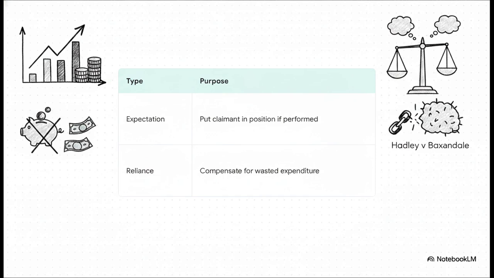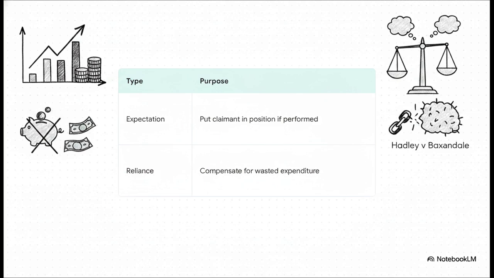The main measure here is the expectation interest, which puts the claimant in the exact financial position they would have been in had the contract been fulfilled. And yes, this even covers lost profits. Alternatively, you have the reliance interest, which compensates for wasted expenses.